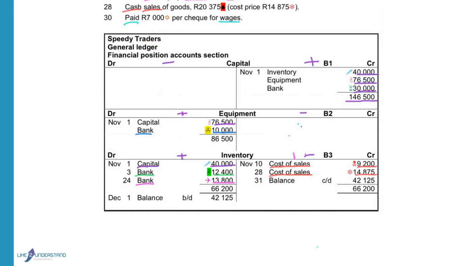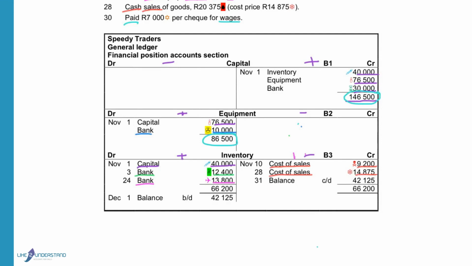At the end of the month, we will add the total in the capital account, and the total capital will be shown in the trial balance on the credit side. Equipment also only has figures on the one side, so the total will be recorded on the debit side of the trial balance. In the inventory account, we have amounts on the debit side and credit side.